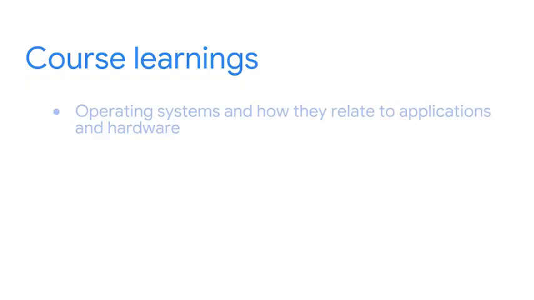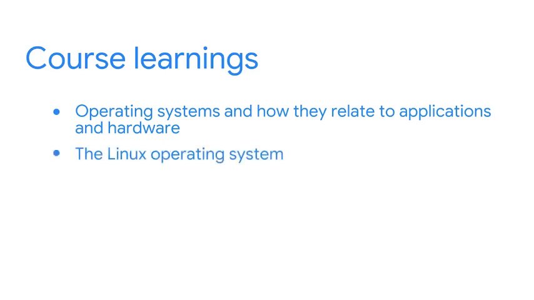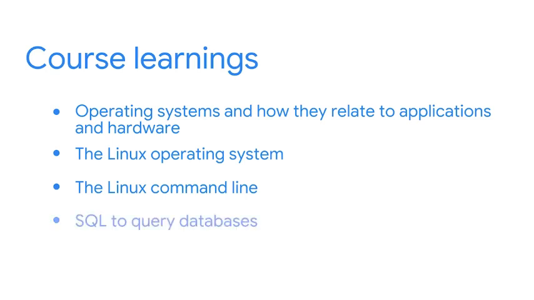We first focused on operating systems and how they relate to applications and hardware. Understanding how the system you're protecting works is essential for doing your job effectively. That brings us to the Linux operating system. When working in the security profession, familiarity with Linux is important. We first discuss its architecture and various distributions. Then, we use a Linux command line to carry out tasks you might encounter as a security analyst. Finally, we looked at another useful tool and used SQL to query databases.